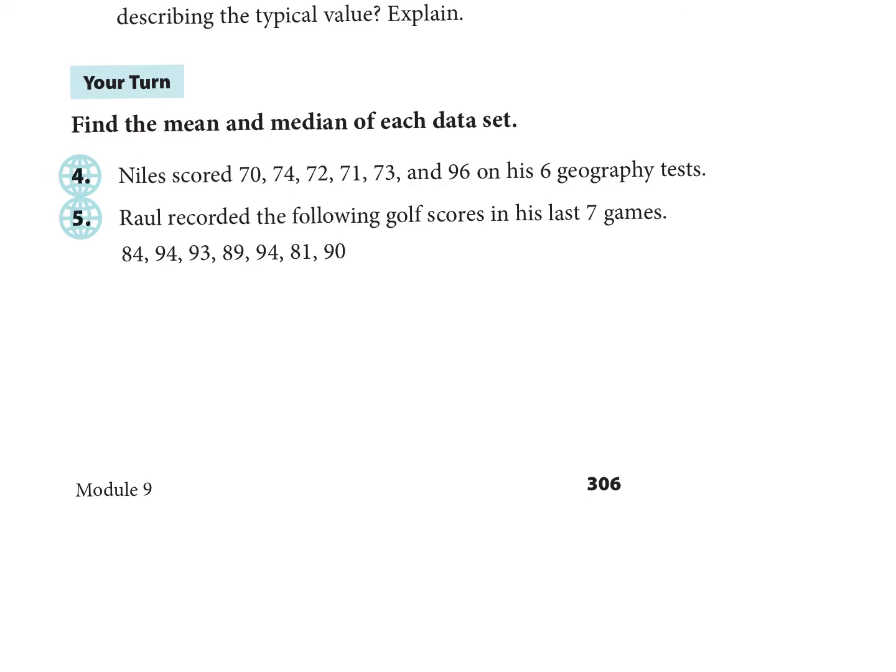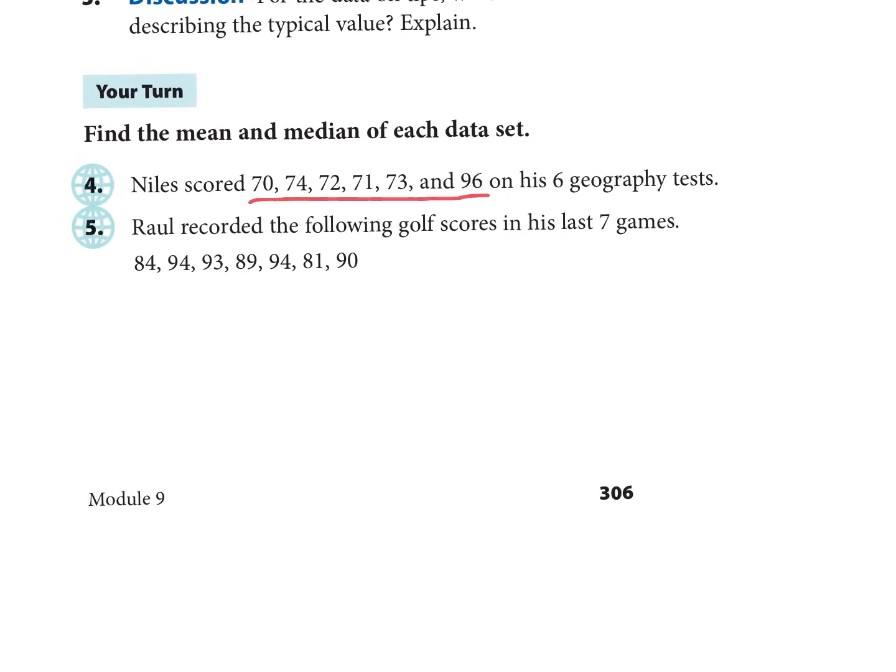The first thing you want to do here is make sure that they're listed in numeric order. So I'm going to take these values and list them in numeric order. 70, 71, 72, and something you may want to do is mark these out as you use them to make sure you don't duplicate any.